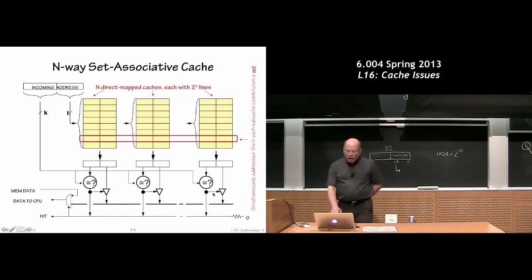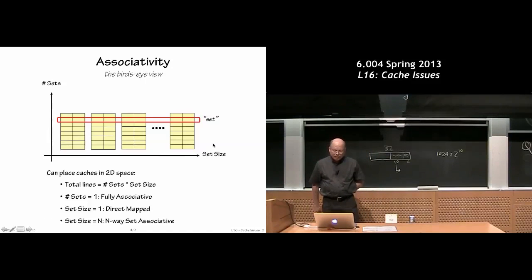Okay, so the terminology, just to be clear, is that a cache line is in a particular one of these direct map caches. It has a tag and some data. And then there's a set of cache lines where each element of the set is coming from a different direct map cache. So when I talk about a set associative cache, the set I'm referring to is the set of locations that a particular address can appear in. And it will appear in at most one of them.